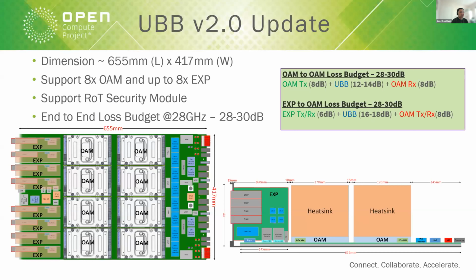And the lane budget is still the same at 28 gig. We are still targeting 28 to 30 dB, depending on the OEM and the expansion module design. You can have some trade-offs to optimize the routing. Okay. And in terms of the loss budget from OEM to OEM, the OEM is going to stay at 8 dB, and the expansion module card is going to target 6 dB. Okay.